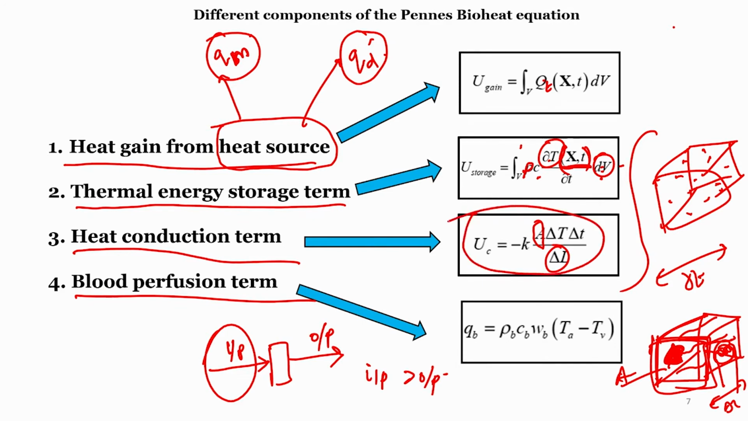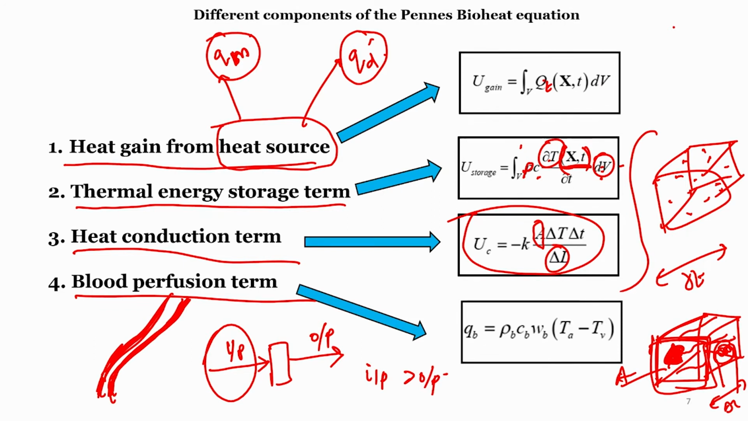Okay. Next is the blood perfusion term, which is a very interesting aspect. What that means is that we have blood vessels carrying blood, right. And this blood vessel is also a tissue, and it has a particular specific heat capacity and a particular density. Okay, so that is what this is.